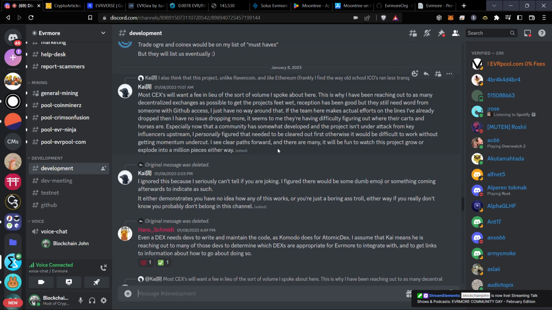It seems to me they're having difficulty figuring out where their carts and horses are, especially now that a community has somewhat developed and the project isn't under attack from key influencers upstream. I personally figured that needed to be cleared out first, otherwise it would be difficult to work without getting momentum undercut. I see clear paths forward, and there are many. It will be fun to watch this project grow or explode into a million pieces. Either way.